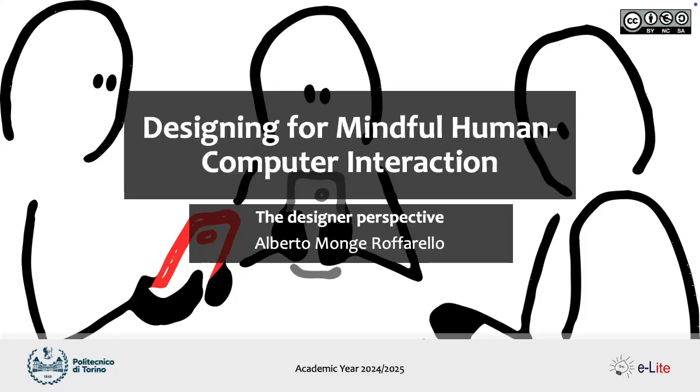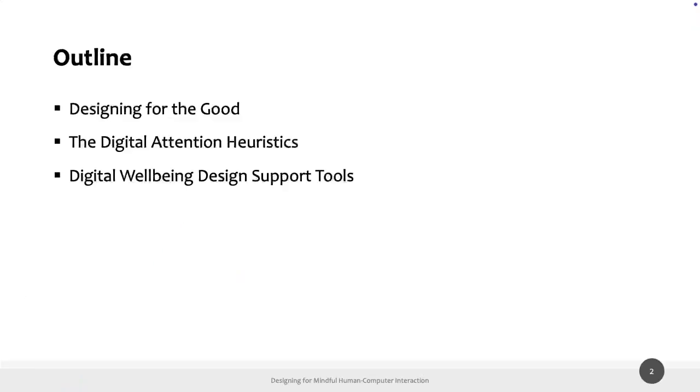So let's start with the designer perspective. So we move from the end user to the designer, as we mentioned last time, and this is the outline for today. So we will try to understand what we mean with designing for the good. Then we will see in more detail some digital attention heuristics that you will use in the second assignment. And finally, I will show you one of our recent work in developing a tool to support designers while prototyping, so at the design stage.